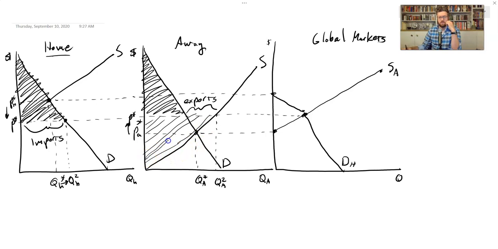So notice that the total welfare is bigger in both of these. Because in particular, we've got this triangle here and this triangle here that are additional welfare that we weren't previously getting. Previously, when there was no trade, that was just absent. So we're getting extra benefits. But there are losers from this.